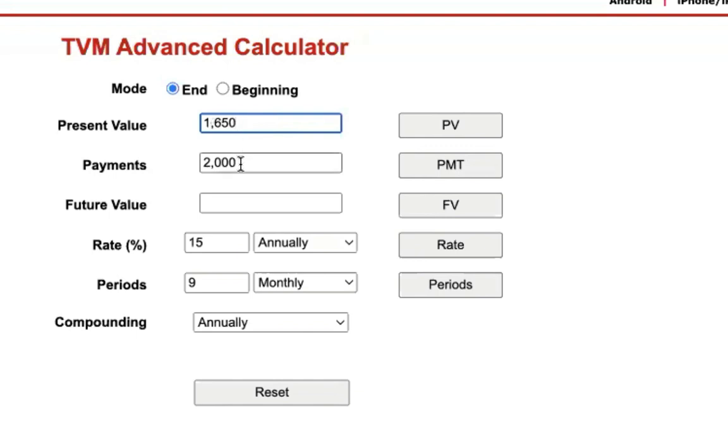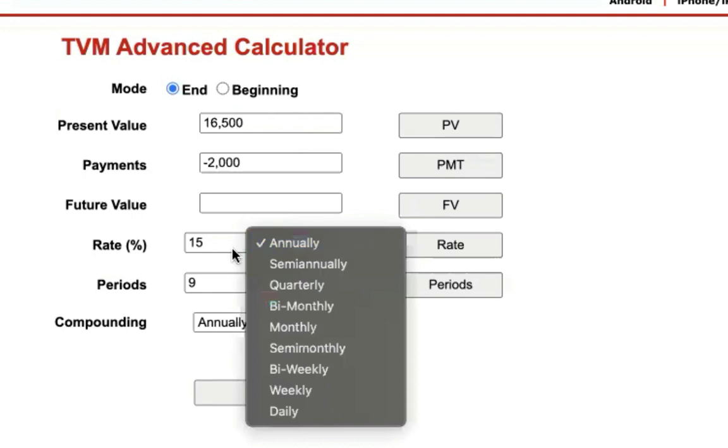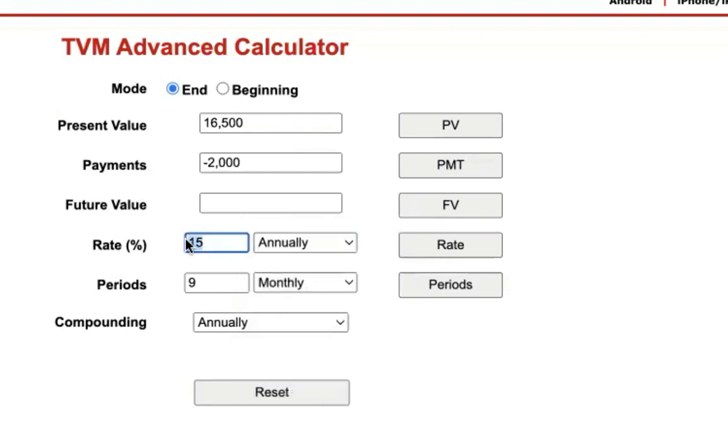16,500 pesos worth of cell phones, right? So that's the present value. Now the payment, so from the perspective of the payer, the one who loans, right? So she will pay 2,000 pesos. That's the payment. Now the rate, I'm using an advanced calculator, okay? So the rate is 3.5%, three and a half, sorry.